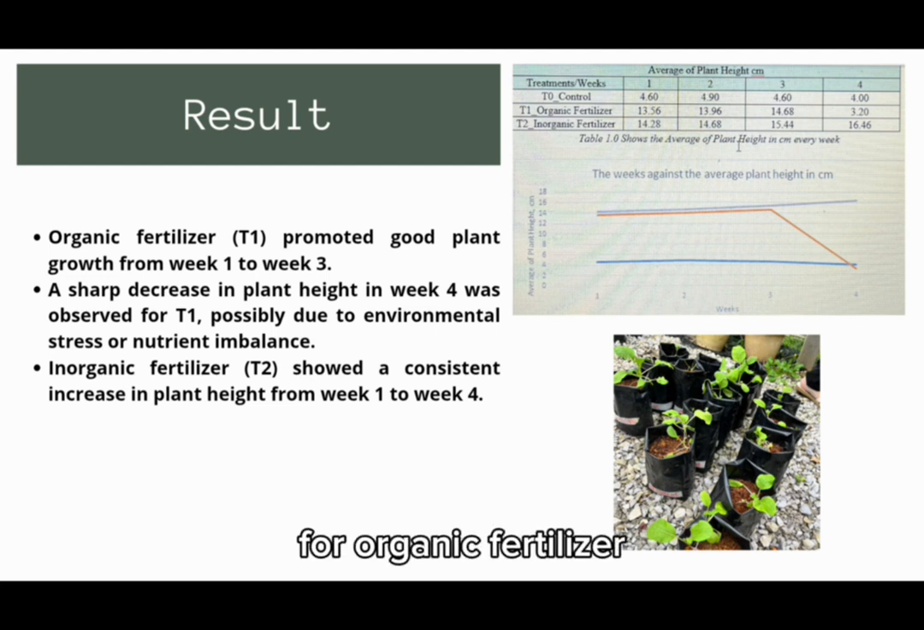For organic fertilizer, T1, the plant showed good growth from week 1 to week 3. However, there was a sharp decrease in plant height in week 4, which may be due to environmental stress or nutrient imbalance. For inorganic fertilizer, T2, the plant showed a consistent increase in height from week 1 until week 4. This indicates that inorganic fertilizer promoted the best plant height growth among all treatments. The conclusion is, the average height of the plant for all of the three treatments decreased by week.